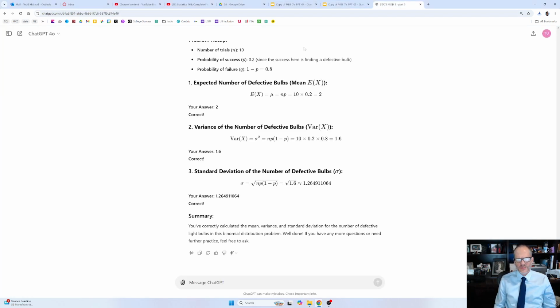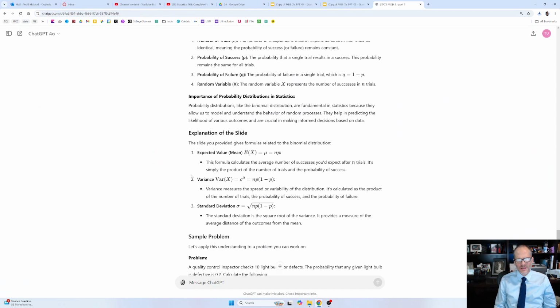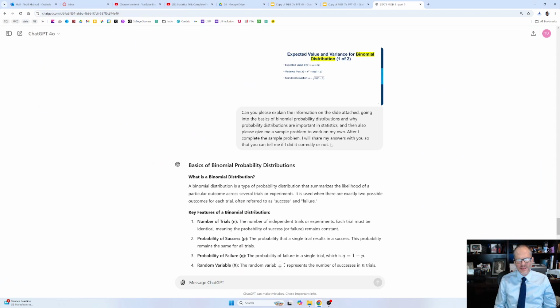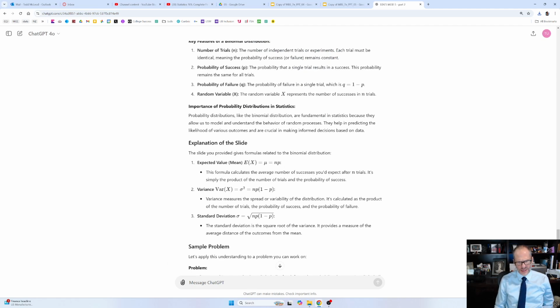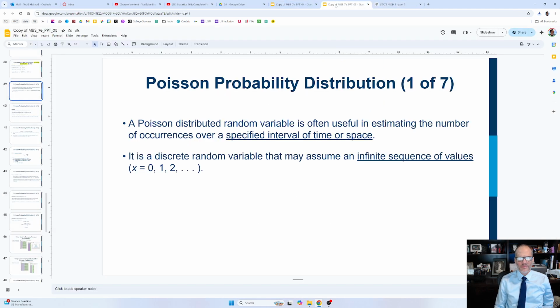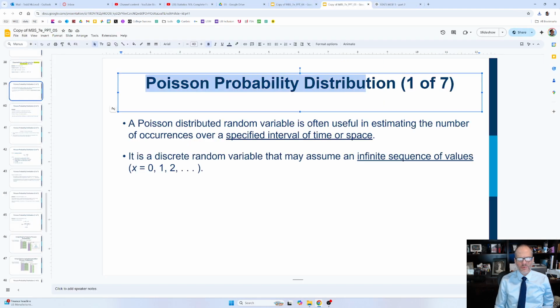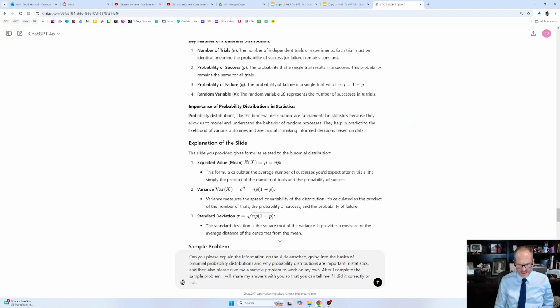Then we're going to go to ChatGPT, and I like this prompt that I did right here. I'll Control C that prompt and put it back in here. Then I'll come back over here and grab Poisson. And I'll say, can you please explain the information on the slide attached? I'll attach that slide so I don't forget. Upload from my computer.